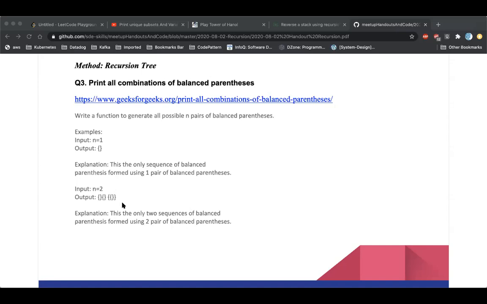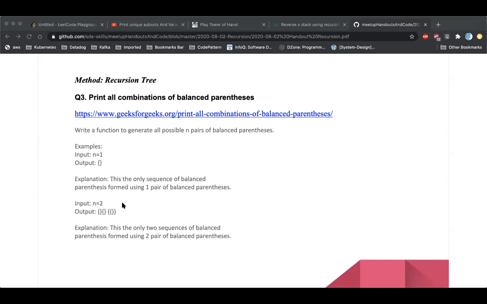So again, this is one more approach of solving this kind of problems: how we can build the recurrence tree and then derive code out of it. You can use backtracking also. You can use backtrack for this problem.